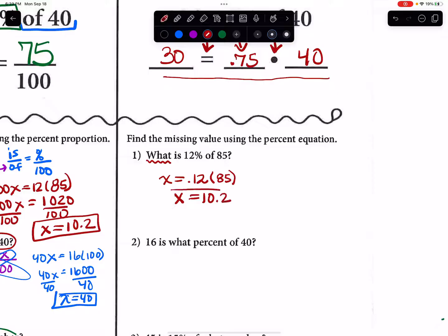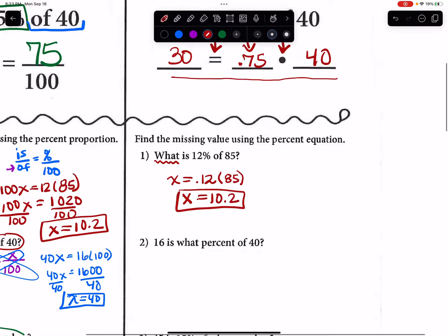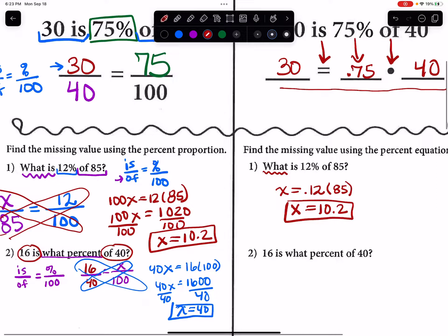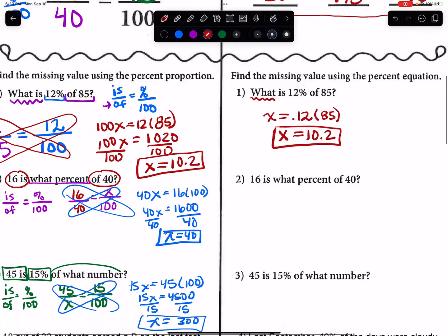If that sounds familiar, that's because that's the same problem we did with the proportion. Look how much less work it was with an equation. I love the equation method. You can use either as long as you show your work, but the equation method is going to be easier to set up in your head if you're actually out in a store and less work to show on paper. Let's try the next one.